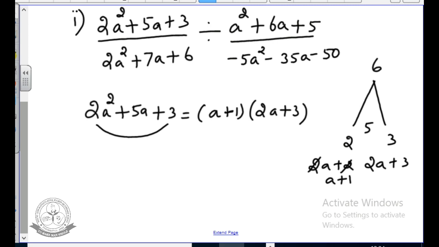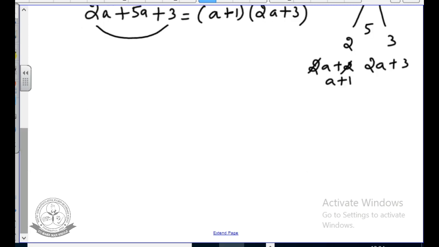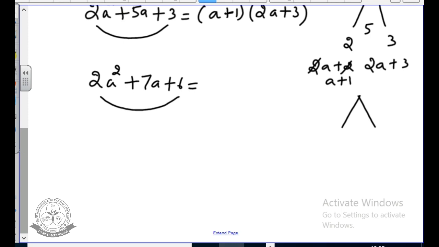Next, come to the second term. That is in the denominator. What we are having in the denominator? 2a square plus 7a plus 6 is equal to, here also the same concept. That is, the multiplication term is 12, the addition term is 7. This is very simple one. 4 3s are 12, right? The term is 2a. So here you should write 2a plus 4 and 2a plus 3.